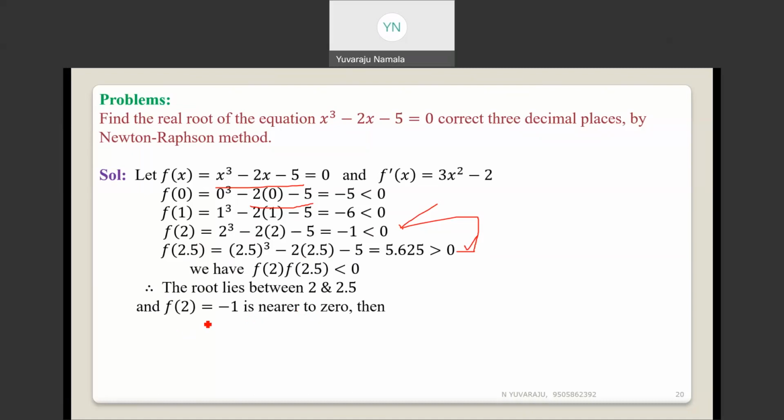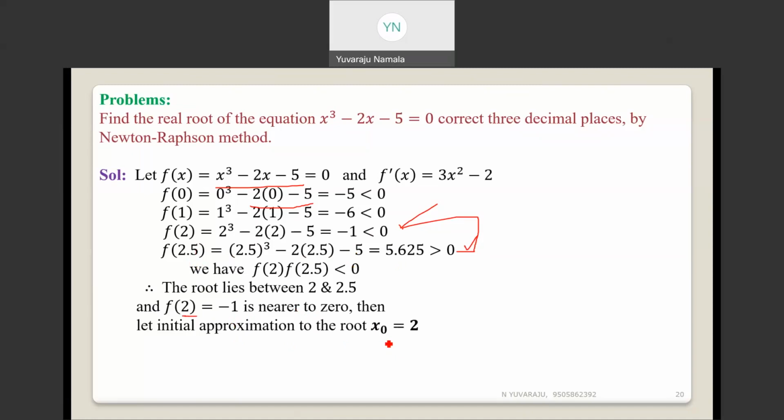So f of 2 is equal to minus 1, which is near to 0. f of 2 is minus 1, f of 2.5 is 5. The 5 is larger, but here f of 2 is near to 0. Therefore, the initial value is 2. So the initial approximation to the root is x is equal to 2.